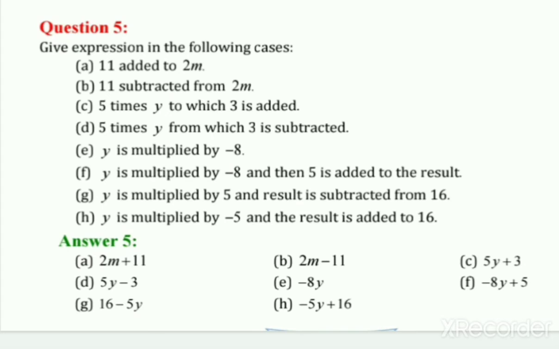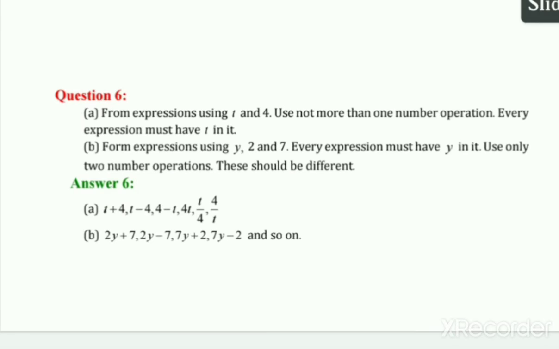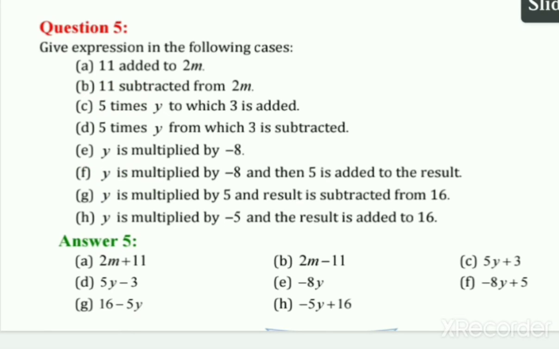Last one we have y multiplied by minus 5 and its result is added to 16, so minus 5y plus 16. I hope you can do the expressions very easily. It is very easy. बस अगर कहीं पे दिया है subtracted from, तो जो from वाला नंबर है वो पहले आ जाएगा and minus first number will come.